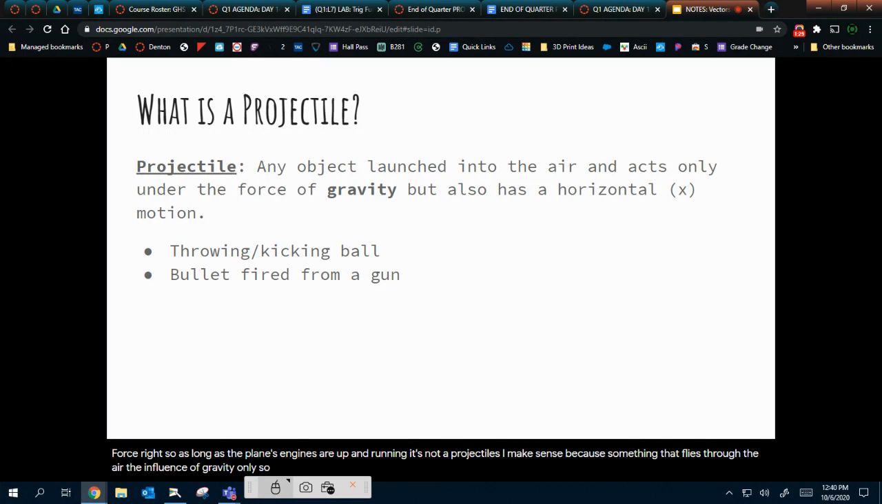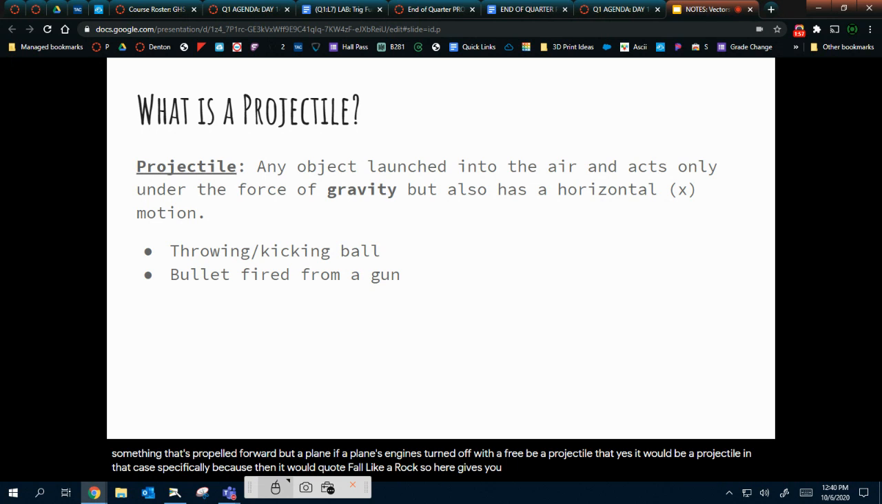So in here, we're specifically talking about things that also have an x horizontal motion, something that's propelled forward. But if a plane's engines are turned off, would it be a projectile then? Yes, it would be a projectile in that case, specifically because then it would, quote, fall like a rock.